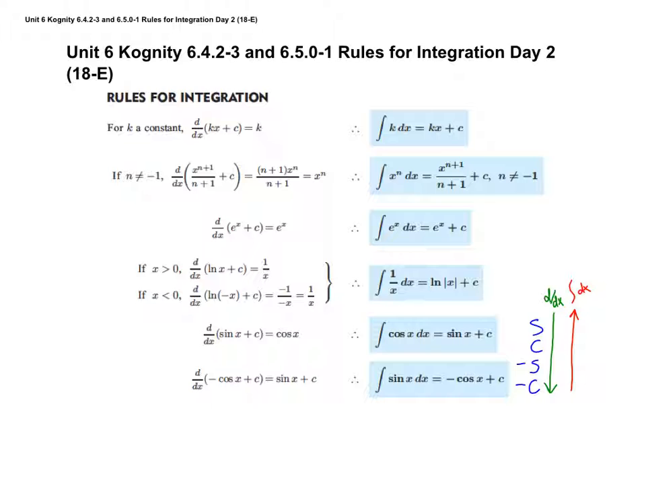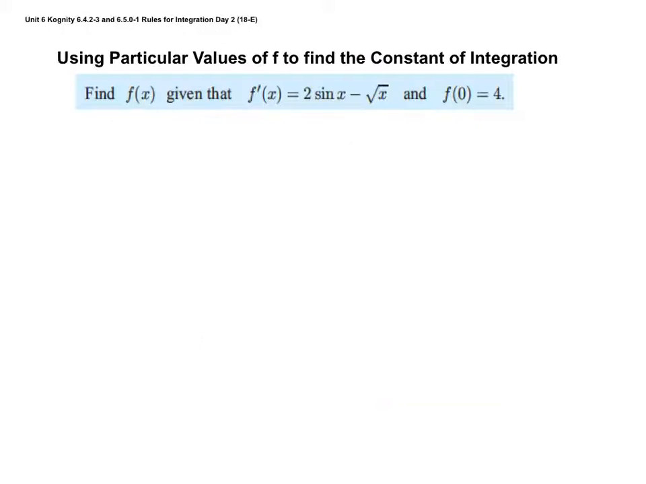Okay? So what we want to look at today actually is how to deal with that plus C. How do we deal with that plus C? We're going to look at situations where we are given a point on the original function. Okay, so here, notice what we have. We're told that the derivative of f is this function 2 sine x minus radical x. We want to figure out what the original function f of x is.